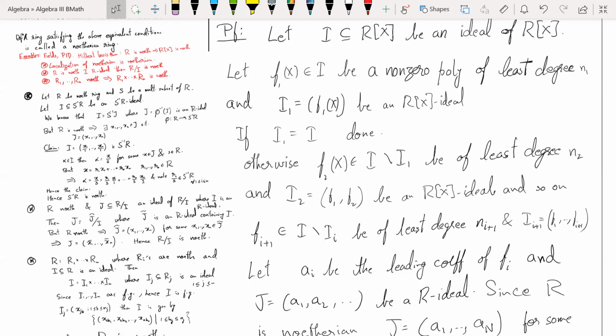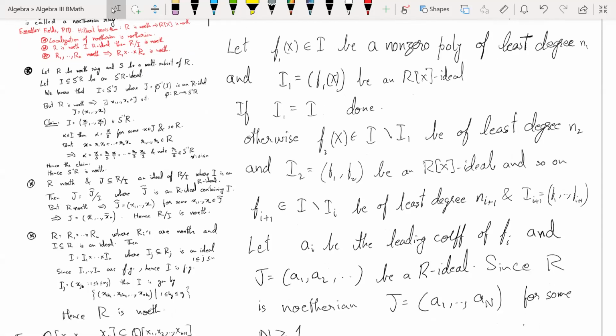We want to find some capital N which will make it stop. And this is where we will use the fact that we are taking polynomials of least degree. So consider the leading coefficients of these fi's. Let ai be the leading coefficient of fi, and consider this ideal J, which is generated by a1, a2, and so on. Now R is Noetherian tells us that J is in fact finitely generated.